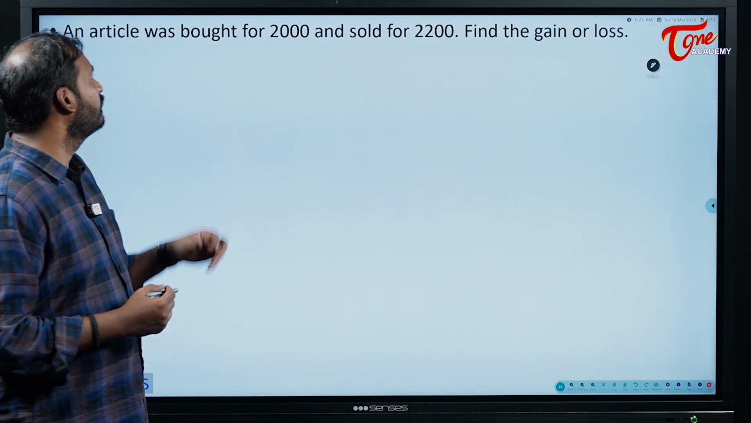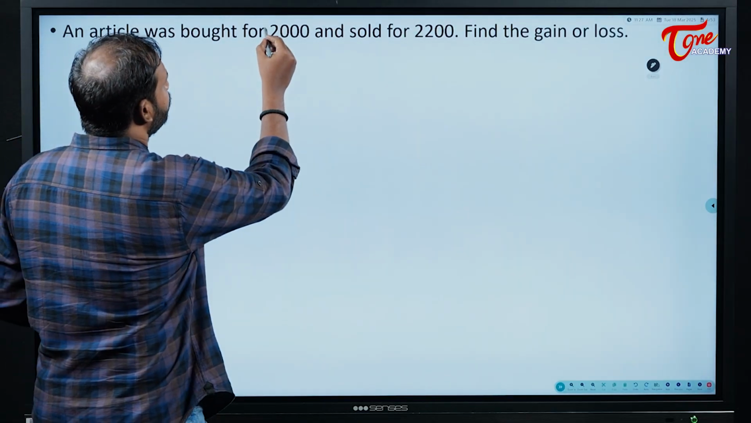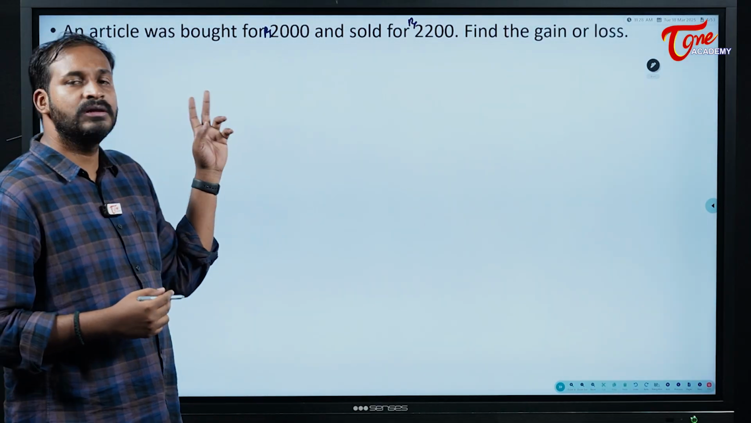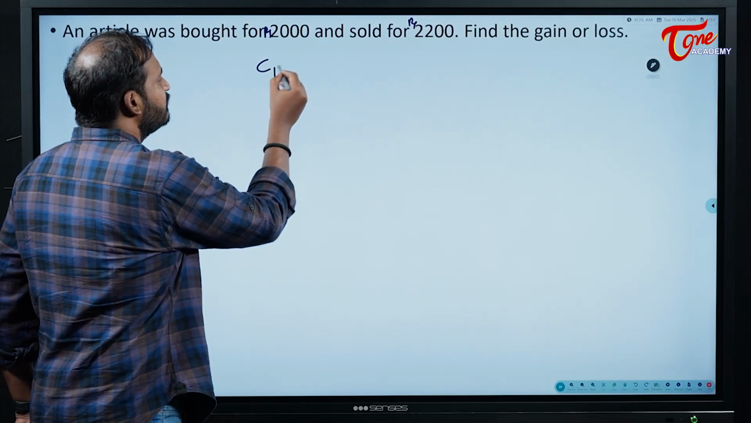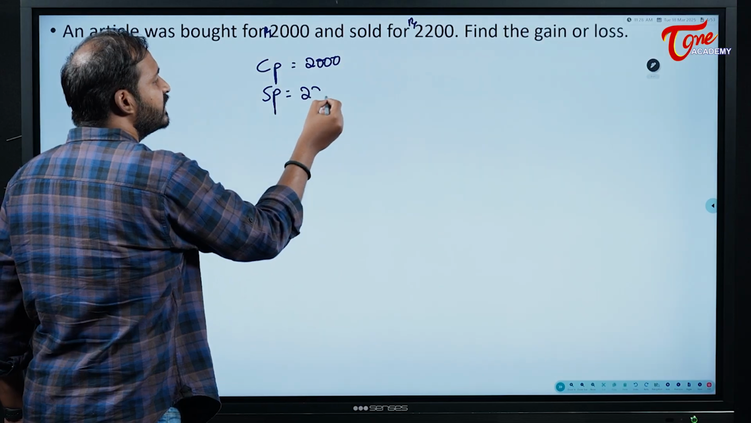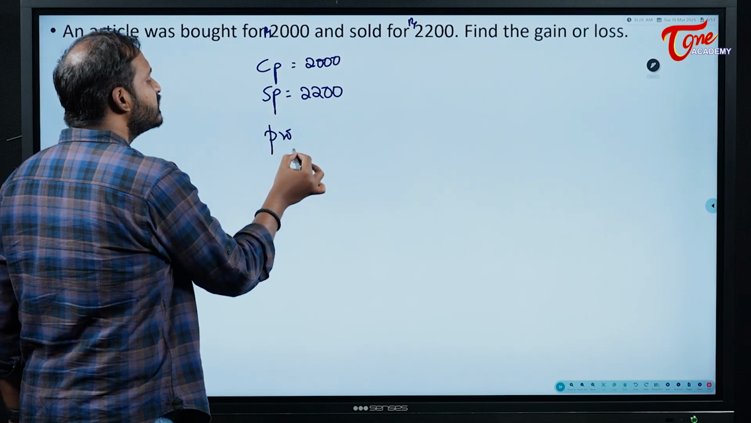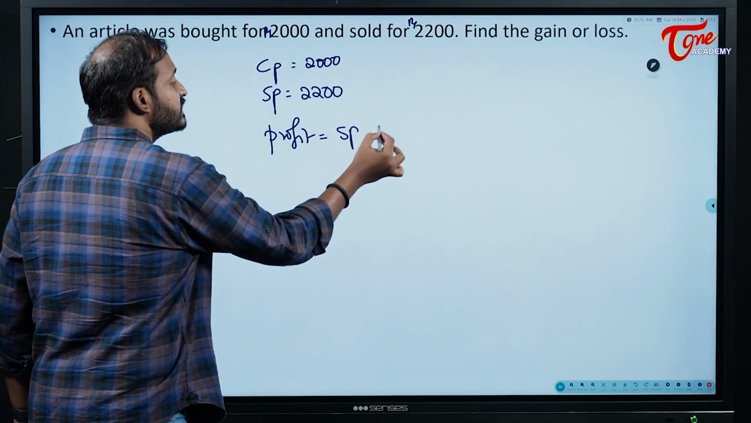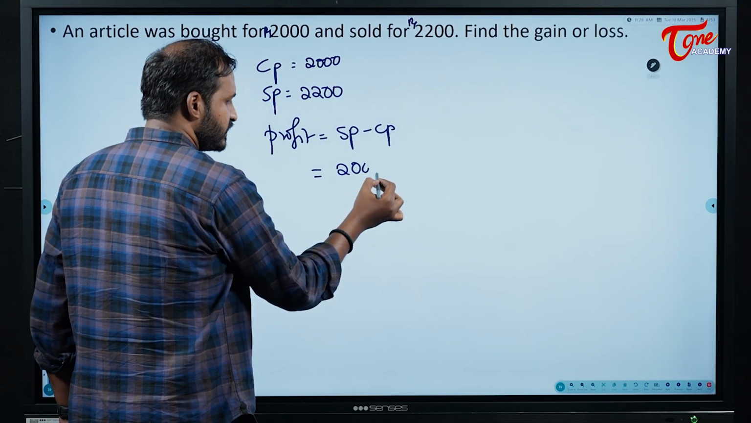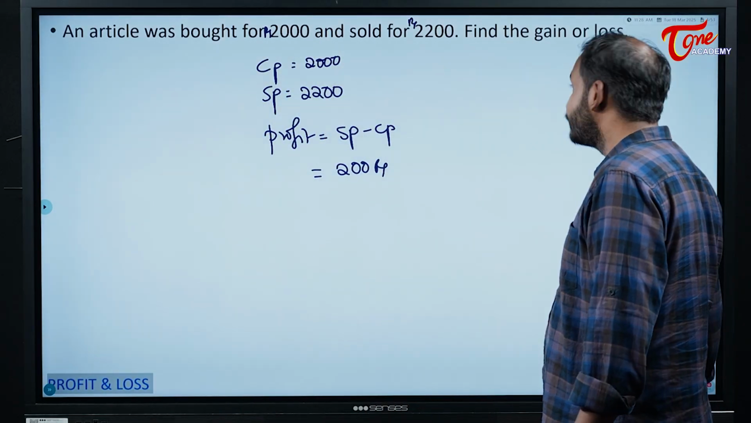Now see here, an article was bought for rupees 2000 and sold for rupees 2200. The gain or loss is, first of all, what is the cost price given here? Very simple, 2000. And what is the selling price given here? 2200. By seeing these values itself, we can say whether it is profit or loss. Profit. And profit is equal to, we know, SP minus CP. So we can easily say that the profit here is 200 rupees. A basic question for your understanding. That's it. Next, we will move to our next concept.